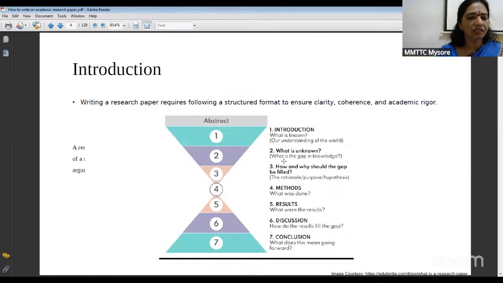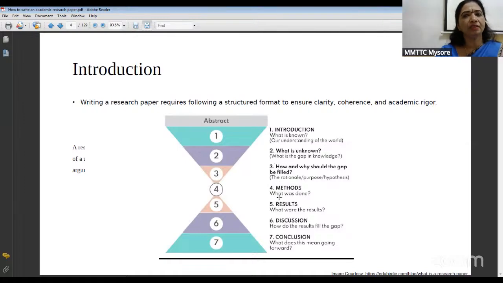And next is what is unknown. It should also tell what is known and what is not known in the literature. So that means it should discuss the gap in the literature also. And then it should tell how and why the gap should be filled. What is the significance, or what is the purpose, or what is the hypothesis with which we have done that particular work. So introduction should deal with all these things. If your introduction is good, your paper will be really good. So introduction speaks about the quality of the paper.